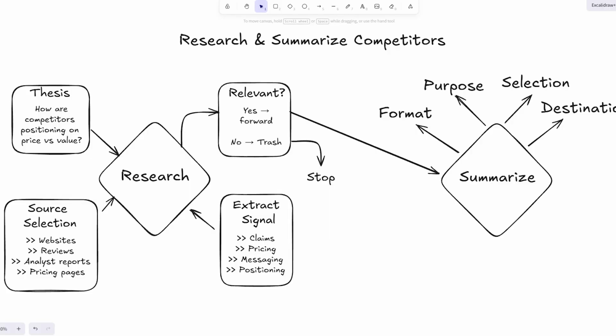Okay, this slide is where I want you to feel how human this process is. We're going to talk about the thesis for a second. You start with a question, not a search. How are competitors positioning on price versus value? For example, we'll just start there because that's an easy thing that applies to a lot of industries, and different people use these kinds of things. How are competitors positioning on price versus value?